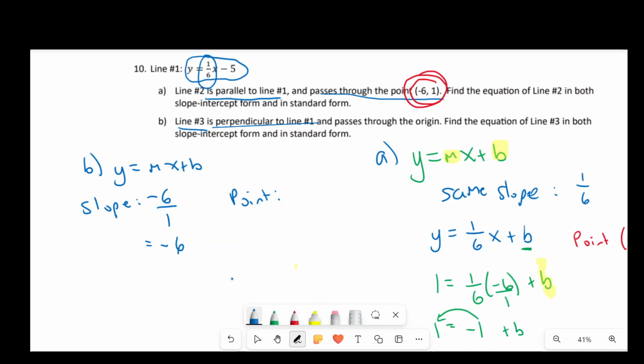Again, it's perpendicular to the first slope. I also know that line number 3 passes through the origin. Well, the origin is just a point. It's just a special point. It's the point 0, 0. So now I have a slope and a point, which means I can find the equation of the line.